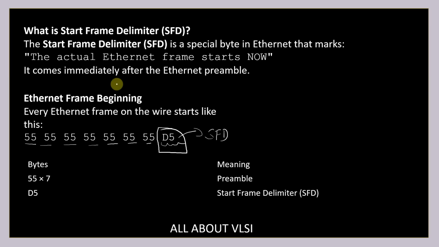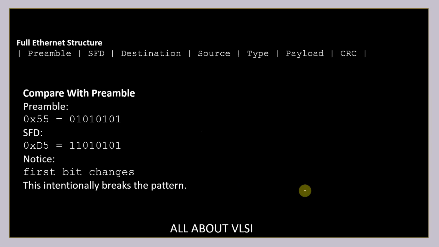Now, the actual Ethernet frame will start from now, and it comes immediately after the Ethernet preamble. So at the Ethernet frame beginning, we are going to have 55, which is my preamble, sent for 7 bytes, and after that we are going to send the start frame delimiter, right? This is my Ethernet frame structure where I'm going to have the preamble. After that, I'm going to have the start frame delimiter. This is going to mark the actual data starting.